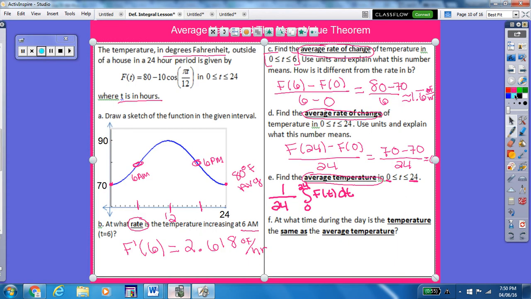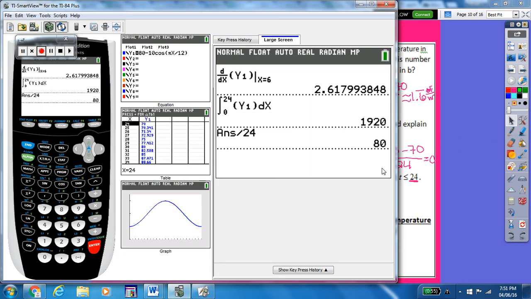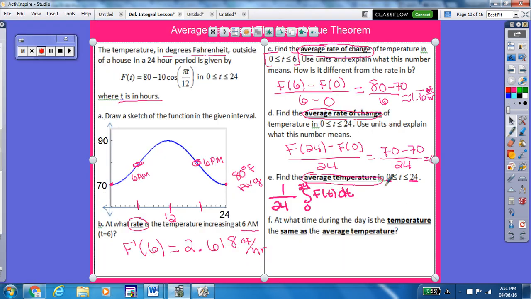80. Sorry, I didn't mean to. 80 degrees. Now we had already guessed that, but here it is. Taking the integral and dividing by the width of the interval gives us the average value of the function. This is not a rate. This is literally the degrees on average that day took on, 80 degrees. Okay? Now we're not ready to answer the last question yet because we haven't done the mean value theorem.